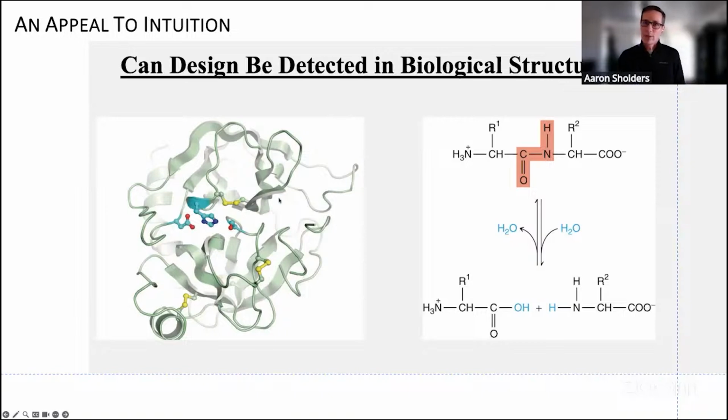So chymotrypsin can catalyze the rate of peptide bond hydrolysis millions of fold. It can make it super, super fast so that we can then break the protein down into individual amino acids and absorb those amino acids for our health. That's what chymotrypsin does. Now, that gets back to our question.